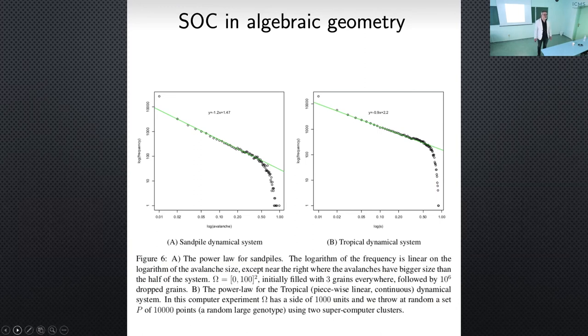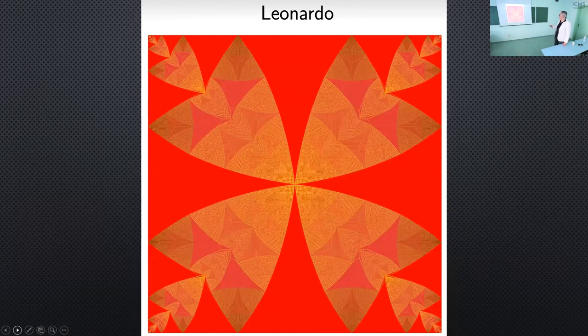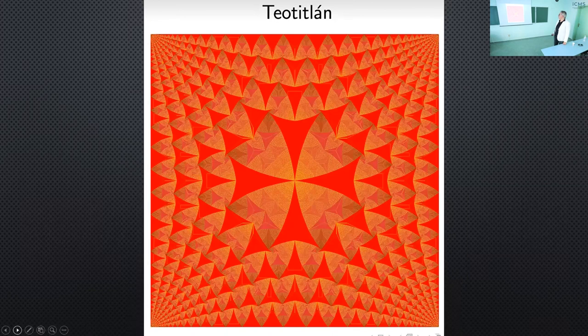I showed you the picture of the lab in the first talk. And I just want to leave you with some beautiful pictures. This one is called Leonardo. This one is called Teotitlan, for two reasons. Aldo Guzman from IBM was running this, and it takes a long time to produce the video, even on a supercomputer. Aldo Guzman wrote the algorithm, literally in C, because you want it to run really fast. And I was in Teotitlan, Oaxaca, when he sent me a text.